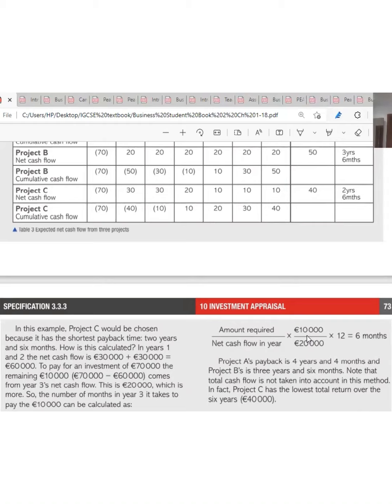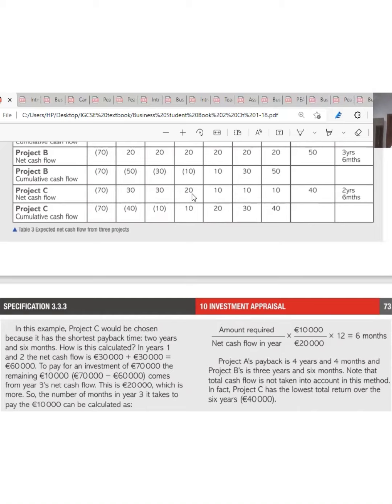Listen, please. In 2 years, we won't be able to meet up with the investment, because the investment is 70,000, but in 2 years we're going to make 60,000. So in the third year, which has a 20,000 inflow, we'll be able to pay the 10,000 there. Do you understand?